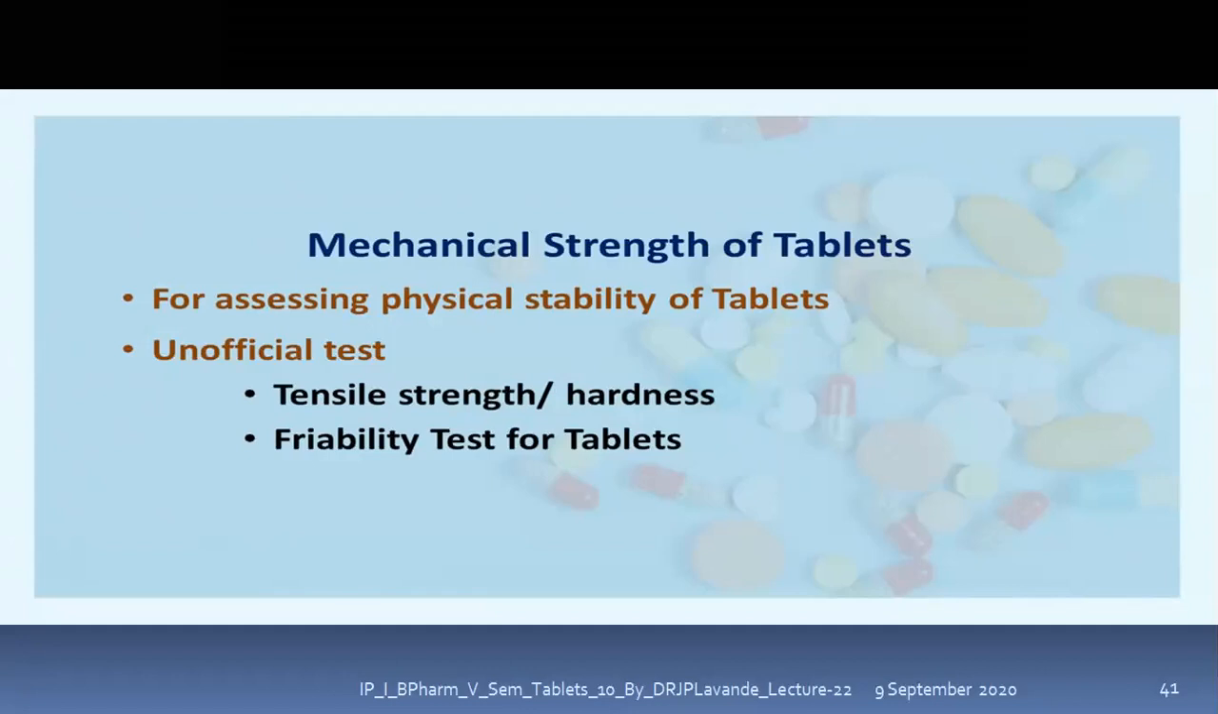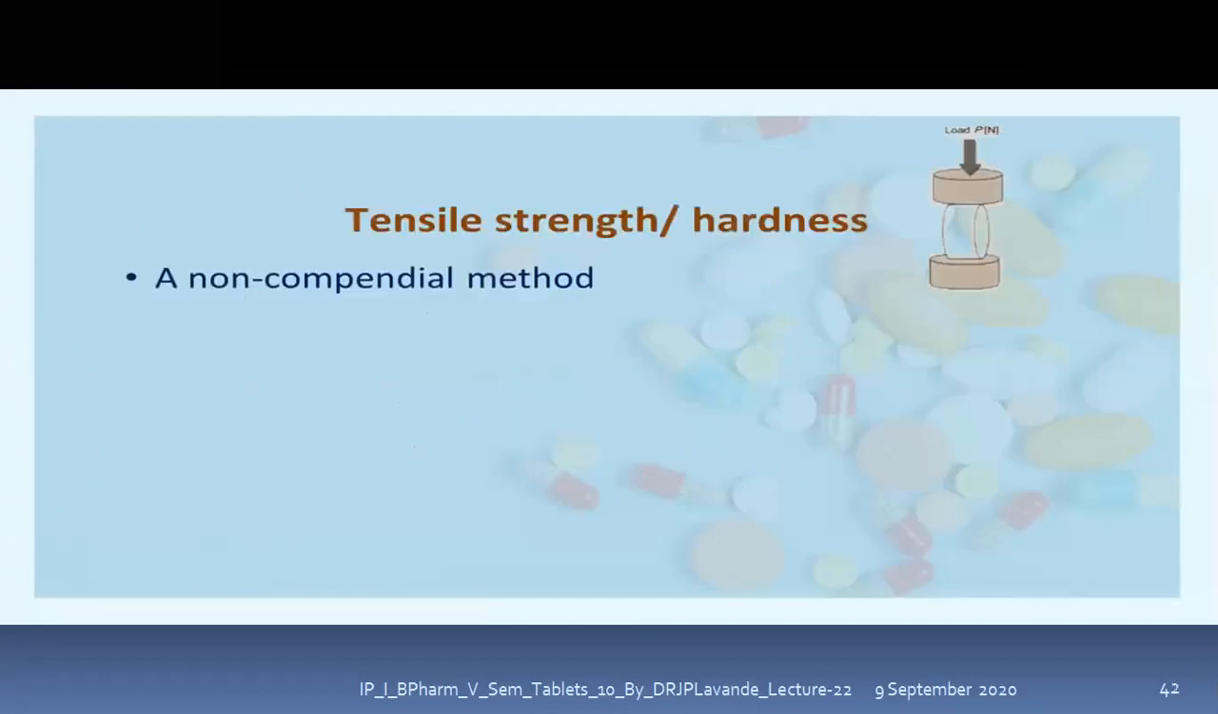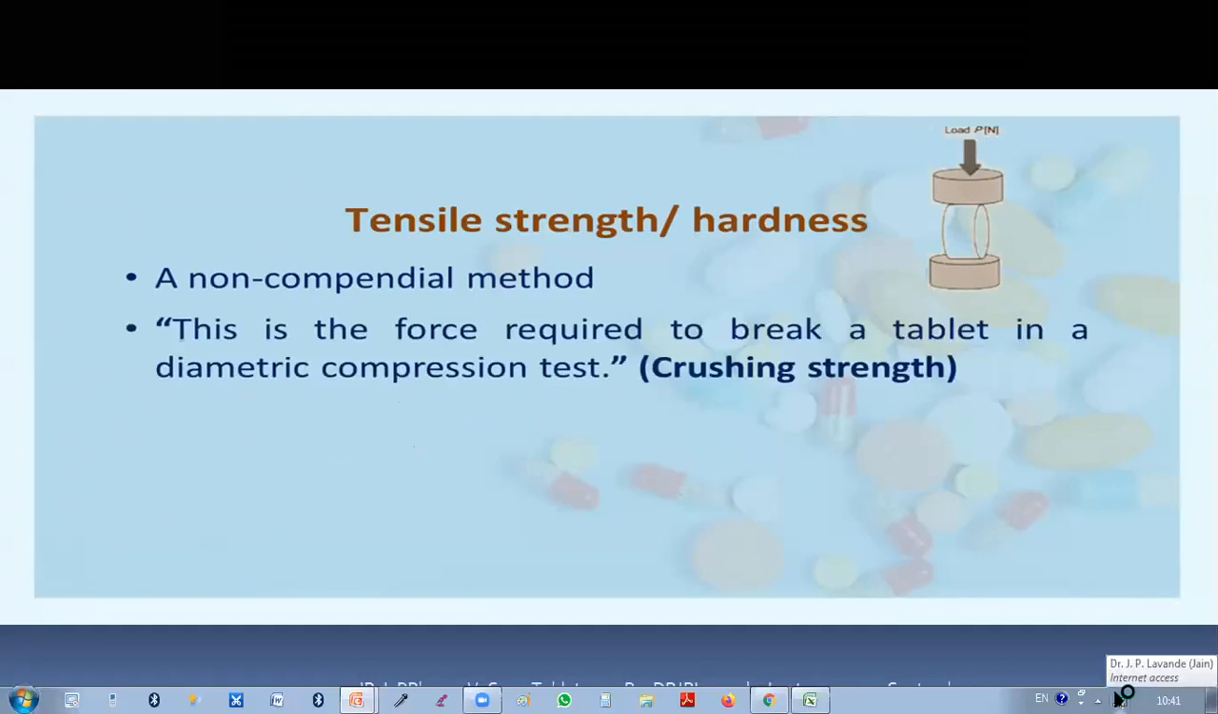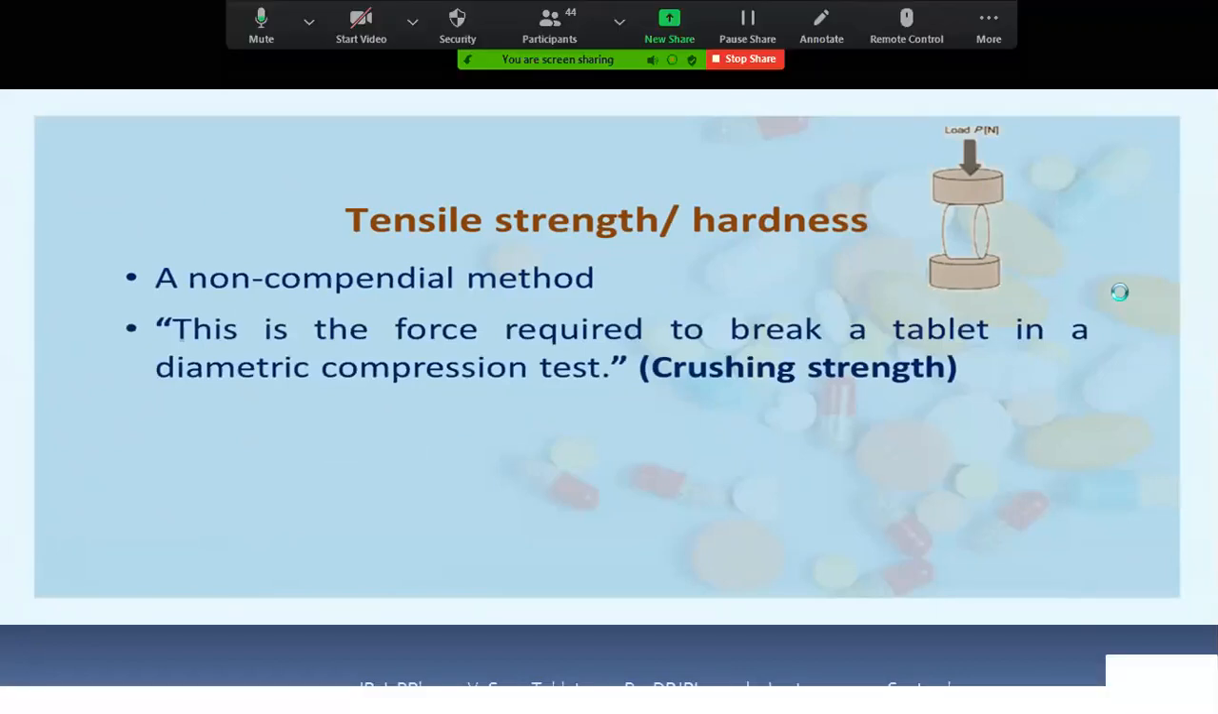So tensile strength, hardness, friability, all these are tests which are said to be unofficial tests, and these are to be performed. Now, as I said, this is in order to measure the hardness. The tablet is compressed across its diameter, subjected to a particular load, and the strength of the tablet is measured. This is the force required to break the tablet. Hardness, or strength, is nothing but the force required to break a tablet in a diametric compression test.